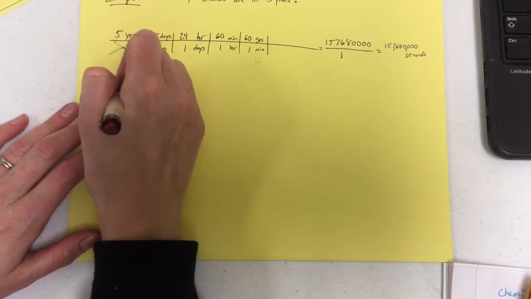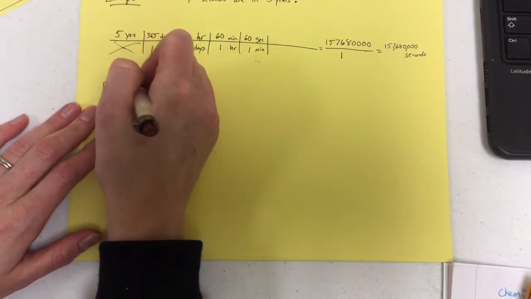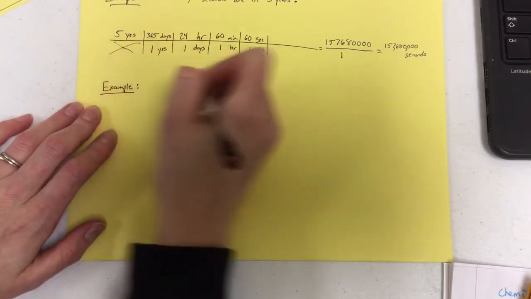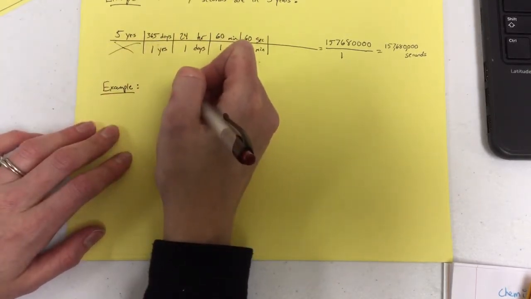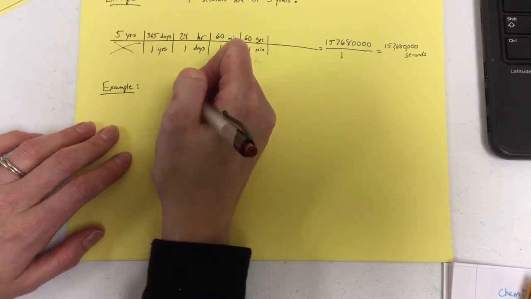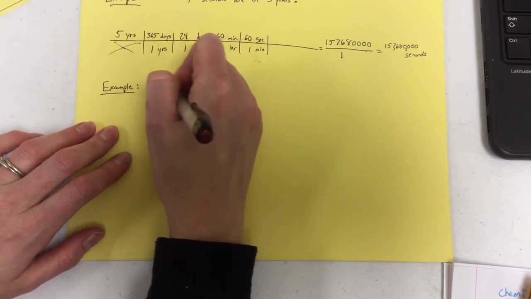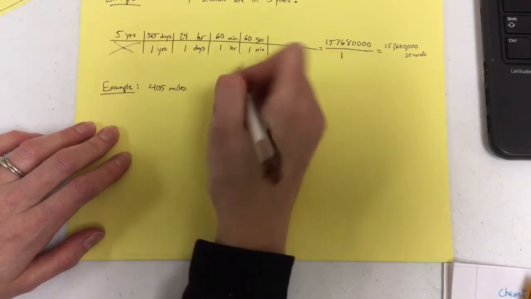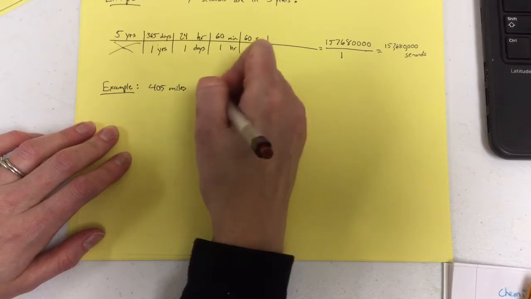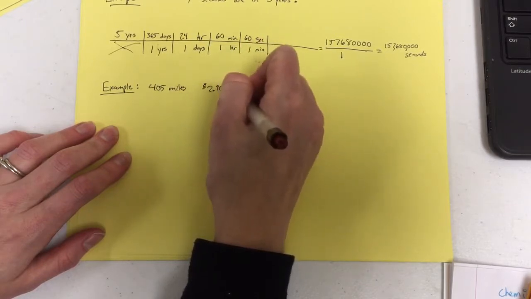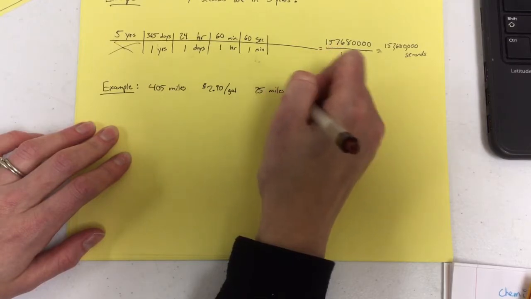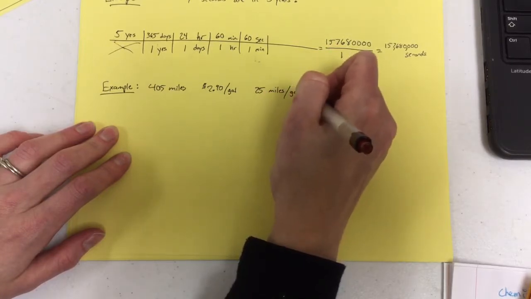Let's do a slightly more difficult example. It's like a word problem. So we got, what's the cost to drive to Los Angeles from San Francisco, a distance of 405 miles. The cost of gasoline is $2.90 per gallon, and the car gets 25 miles per gallon of gas.